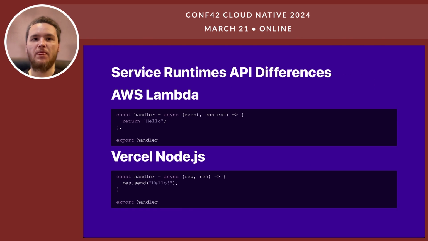In our case, service runtime APIs are also different. For AWS Lambda, for the handler, you will have an event object and a context object. And in order to return some data to the user, you need to use a return. For Vercel's Node.js runtime, you have a request and a response object. To return some data, you need to call send on the response object. Ideally, you would want a return here as well, but it's not necessary. It's going to be working either way.